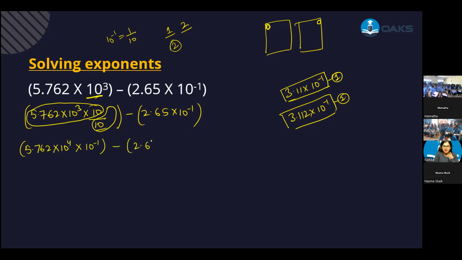Now you understand? Everyone, school 1, school 2, do you understand this step? You can also write 3 as 4 minus 1 and then separate it. Okay. I am just multiplying and dividing by 10 so that you all can understand. I hope this is clear. Anyone?